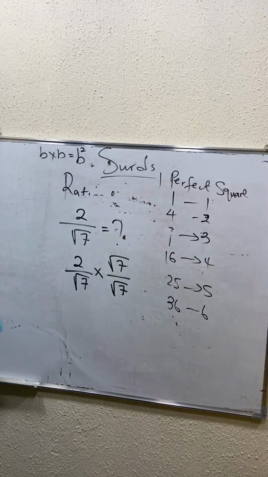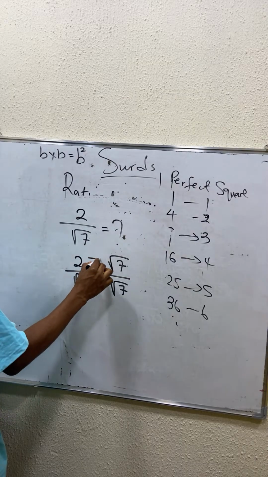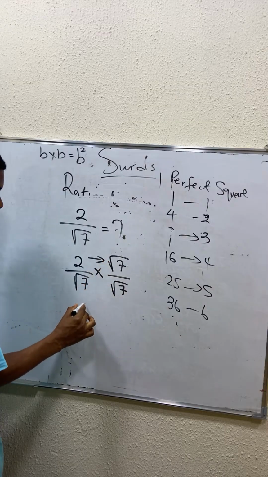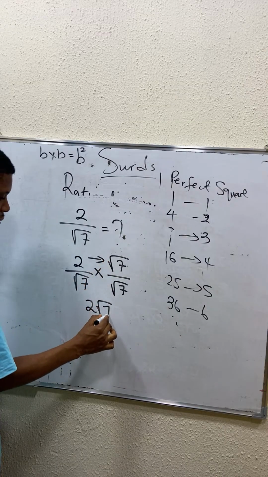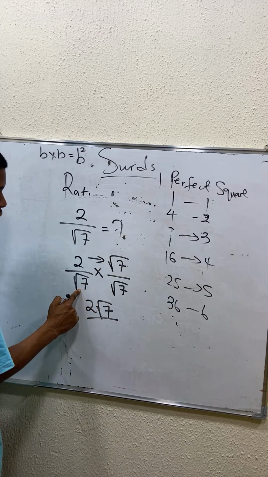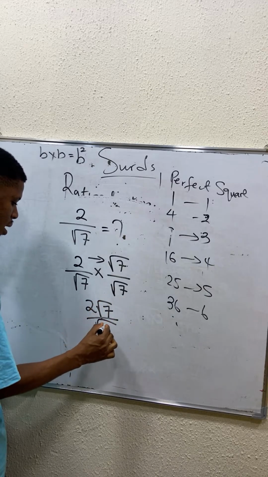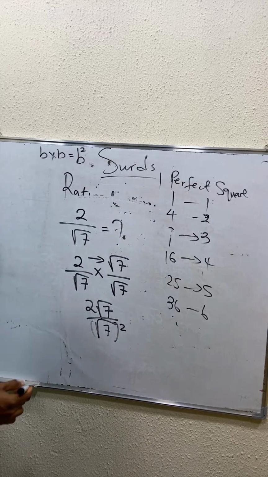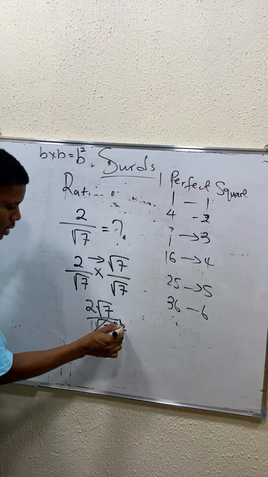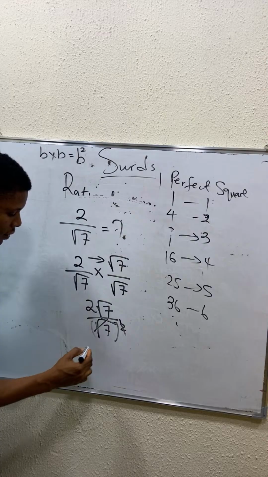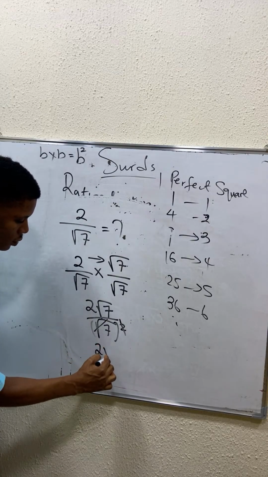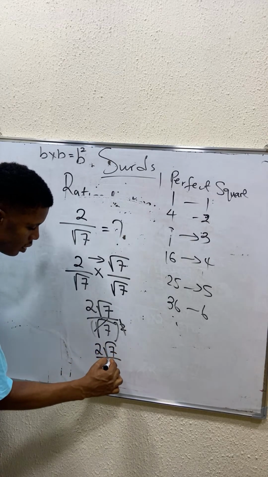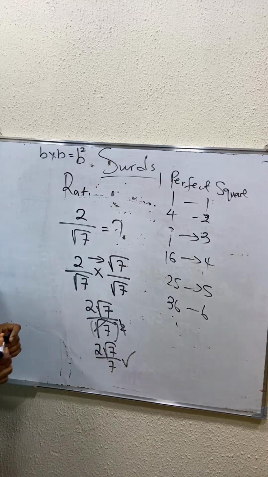Okay? So if you do that, what do you have? You can now see 2 times root 7 is 2 root 7, divided by root 7 times root 7, you have root 7 all squared. Okay? So that this can now cancel out this. What do you have left? You have it as 2 root 7 over 7. And that's the required answer.